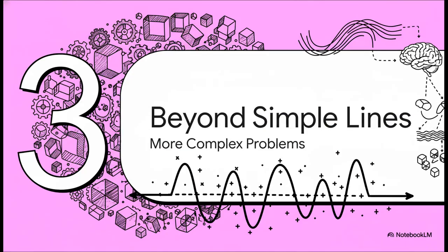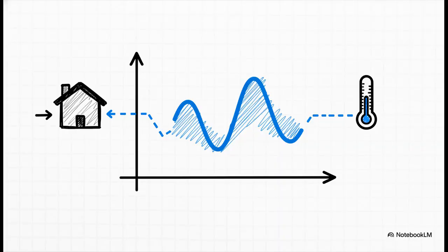All right, but let's be real. The world is rarely a straight line. Most problems are way more complex, which means we need some more powerful tools in our toolkit. So sometimes what you're trying to predict is a number on a sliding scale, like the price of a house or what the temperature will be tomorrow.